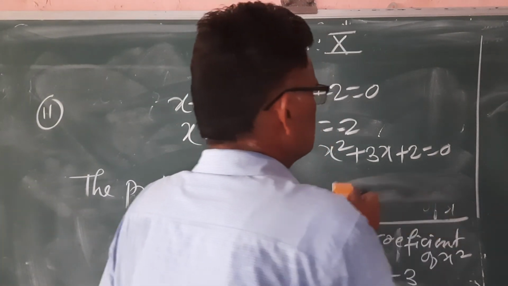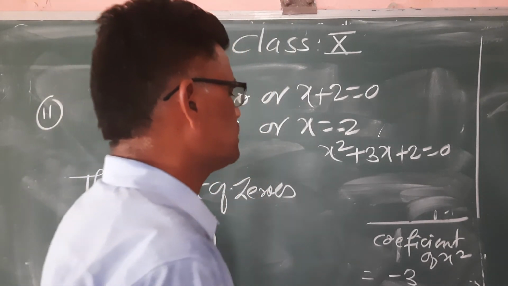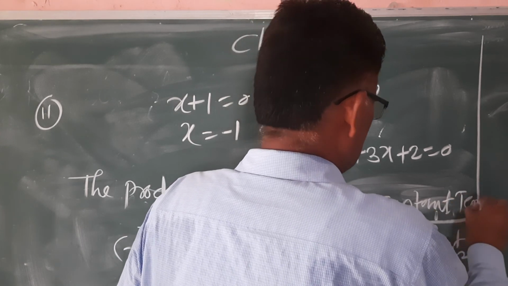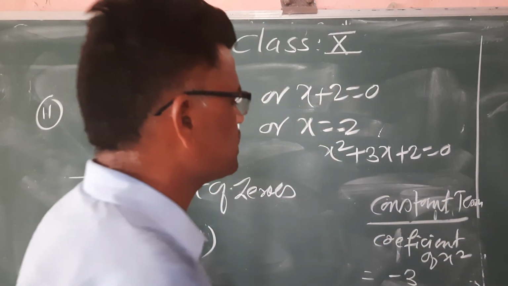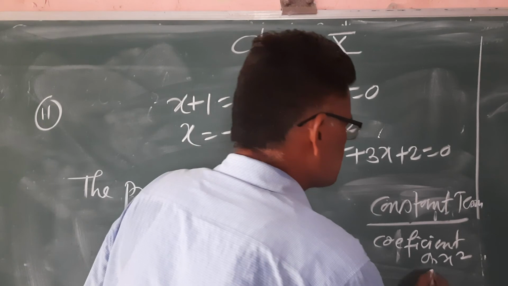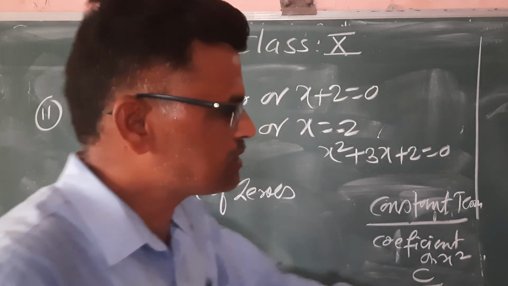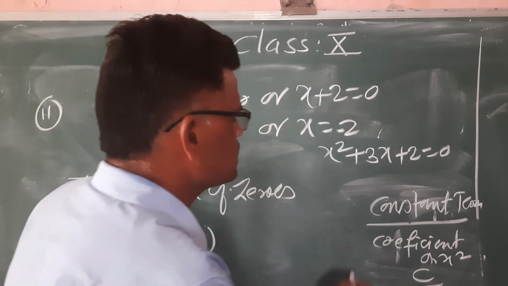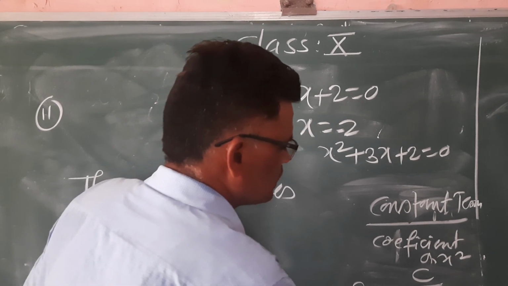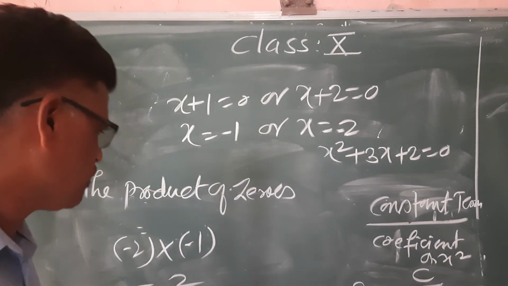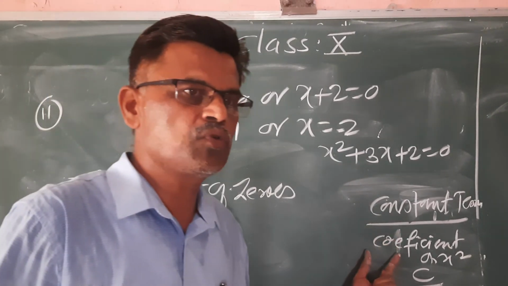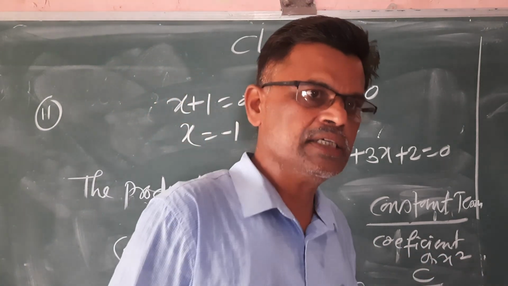When we observe this, you see here we can take the constant term divided by the coefficient of x square, that is c by a. We can write it as c by a. The constant term here is 2 and the coefficient of x square is 1. The answer we get is 2. Therefore, the product of the two zeros and the relation of the coefficients are equal, and it is verified.